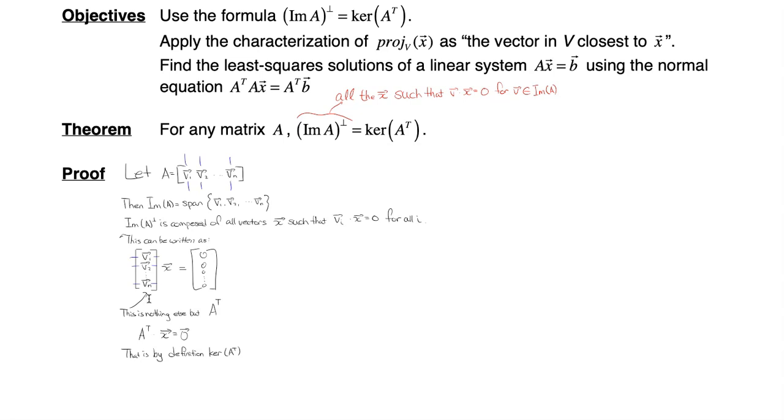And if we observe this matrix equation, what are the type of x's that are going to satisfy this equation? All the x's that are in the kernel of the transpose of A.